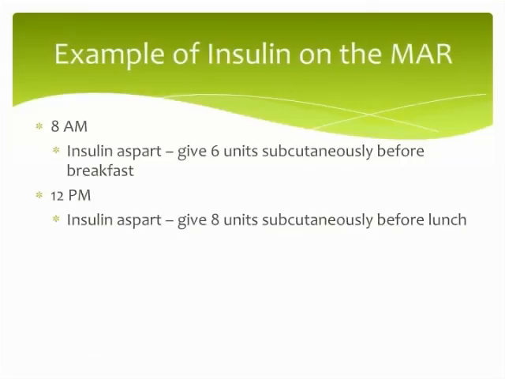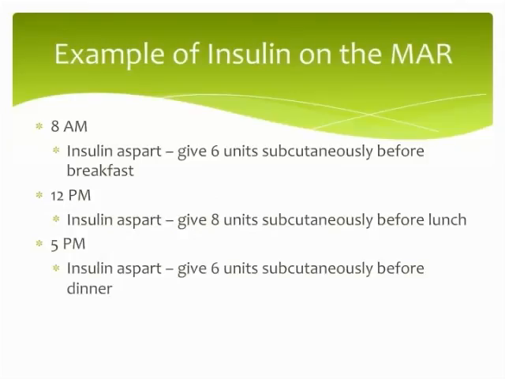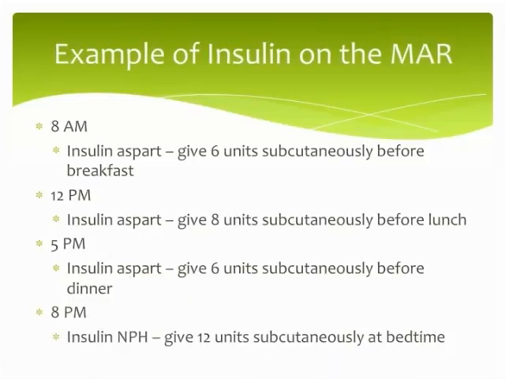For this example, the resident eats the largest meal at lunch, thus requiring a slightly larger dose of insulin. Before dinner at 5 p.m., the resident will receive 6 units of insulin aspart. Dosing at 8 p.m., or bedtime, is different than meal times, as blood sugar will need to be controlled overnight. 12 units of NPH will be given, along with insulin aspart according to a sliding scale, which we will take a closer look at in the next slide.